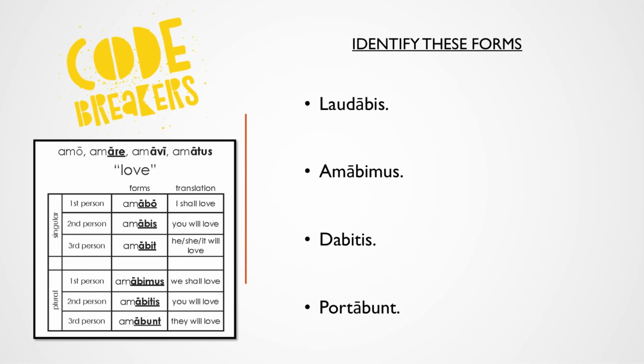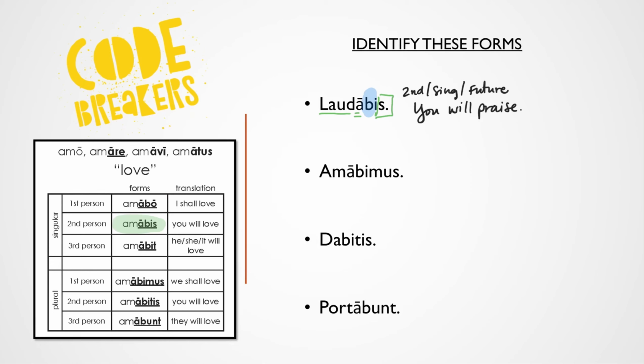Let's identify these forms, making sure to watch out for those exceptions. Thankfully though, we have our key to look at just in case. Our first form is laudabis. Stem is laud, conjugation identifier is the A, the BI stands for future, and the S shows us that it's going to be second person singular. So how will we translate this? If laudo means praise, we will translate this as you will praise.